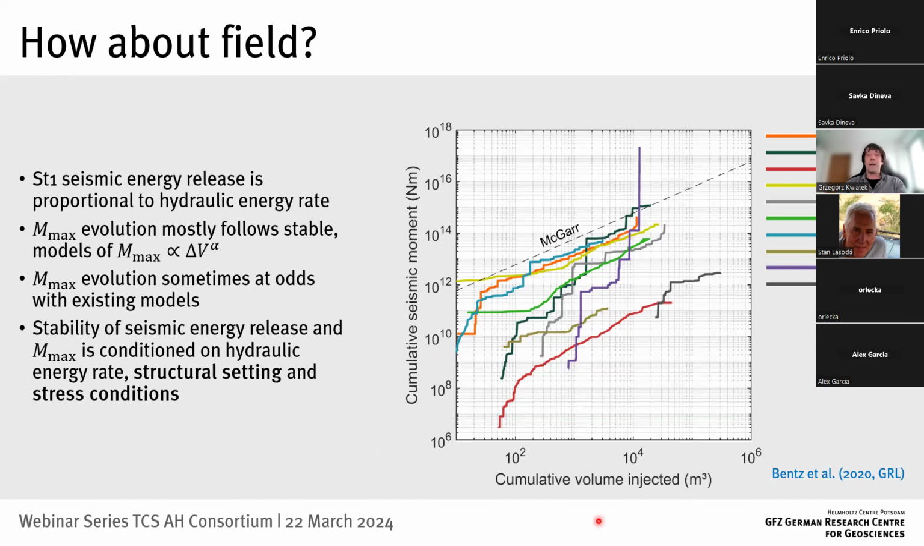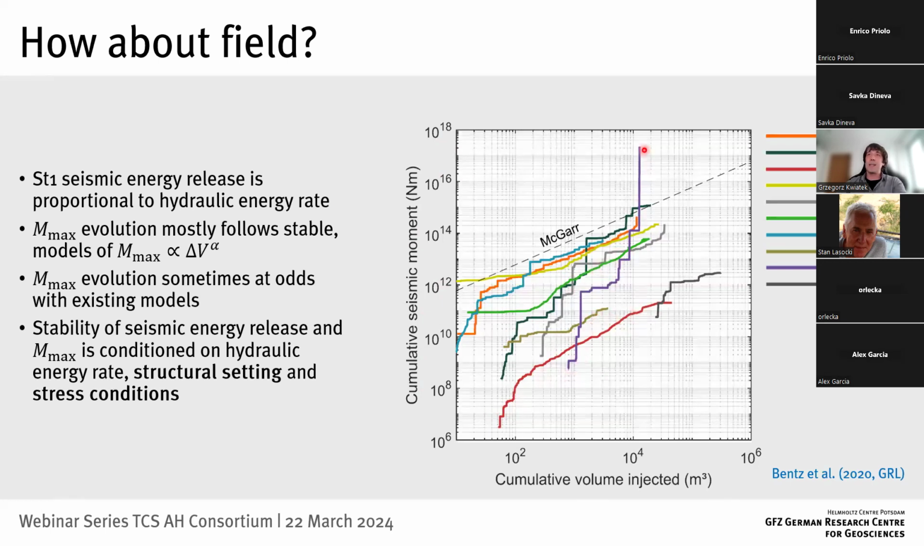So, in the field, this stable behavior or pressure control evolution is actually the case for many reservoirs. Stefan Benz from our team analyzed multiple studies, and he showed that for many sites, the proportion between the hydraulic deformation, like the cumulative volume of fluid injected, and the seismic deformation is kind of constant, at least for a significant portion of the injection.